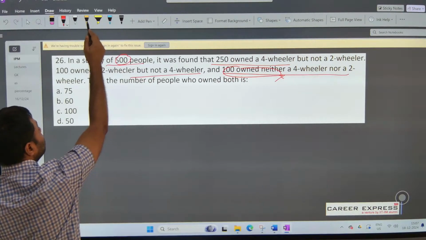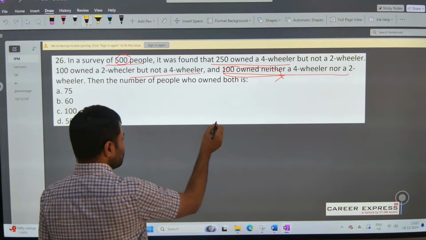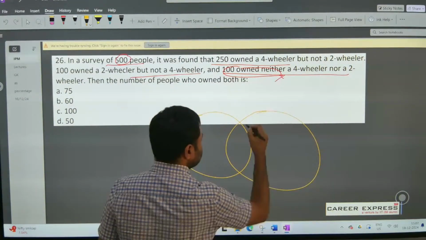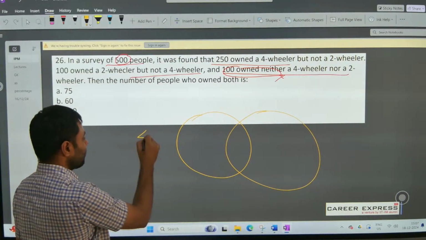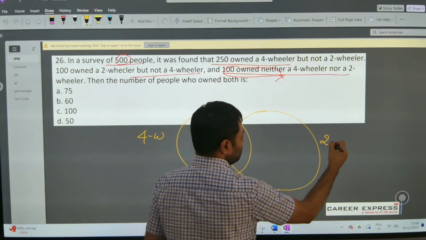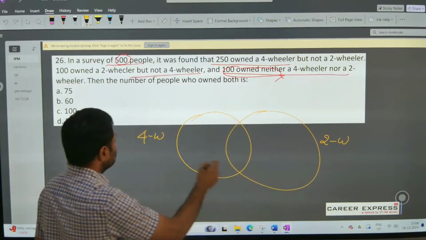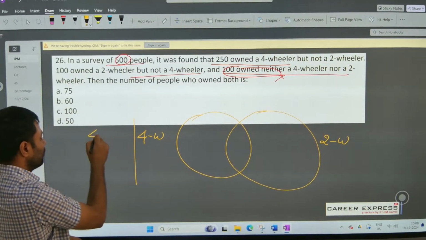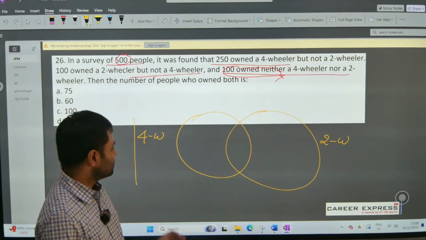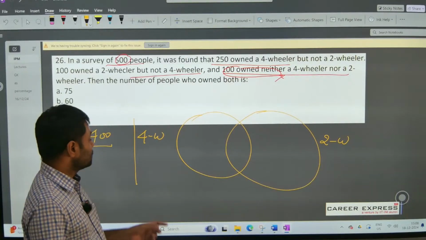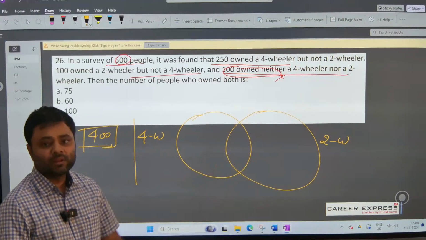So the question is clearly on SAT theory, and we solve SAT theory questions with the help of Venn diagrams. So we will draw a Venn diagram. There are two categories of people, ones who own a four-wheeler and others who own a two-wheeler. Right? And the total number of persons who own either a four-wheeler or a two-wheeler is 400. 500 people were surveyed and 100 didn't have any of the vehicles. That means 400 had at least one of the vehicles. So we will assume that the total of all the people who appear in this diagram will be 400.